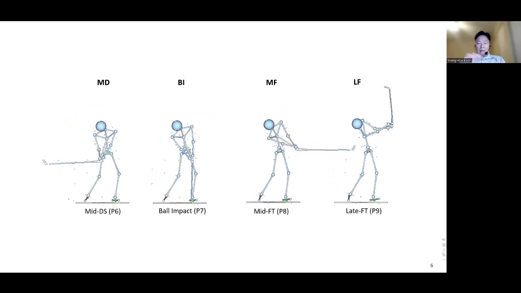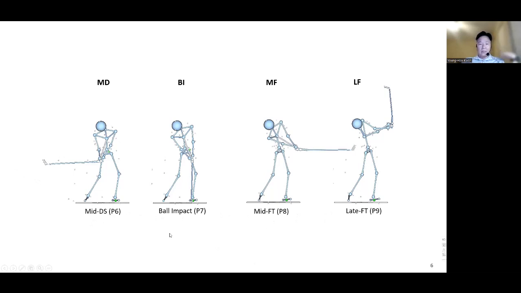Then the last set of events here, MD is the mid downswing when the shaft is parallel to the ground, and then ball impact. BI is ball impact, and mid follow through. That means the club is again parallel to the ground during the follow through phase, and then late follow through when the club is aligned vertically again. And these coincide with the P6, P7, P8, and P9 positions.